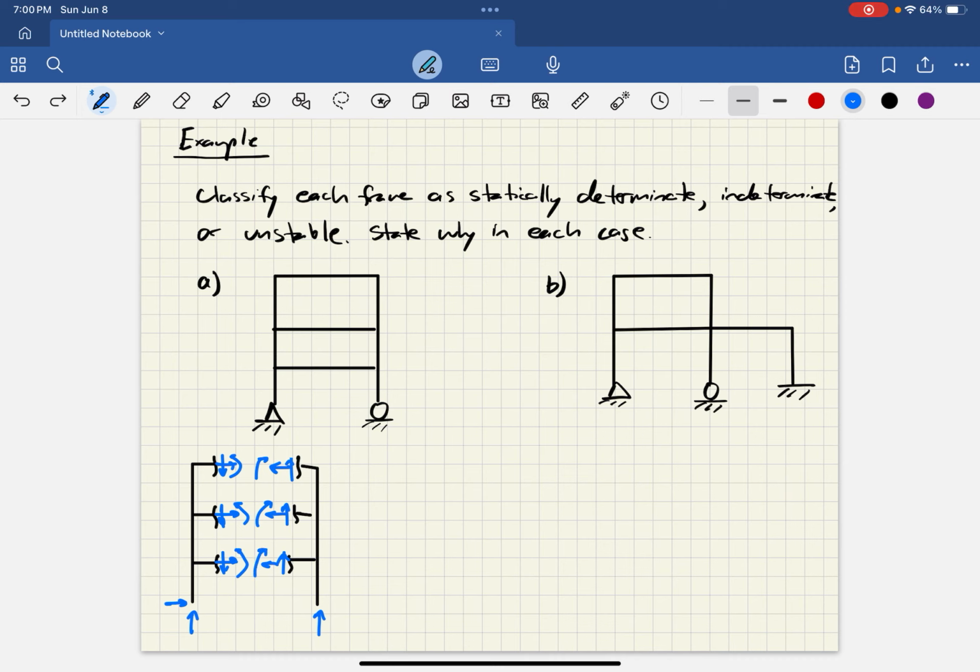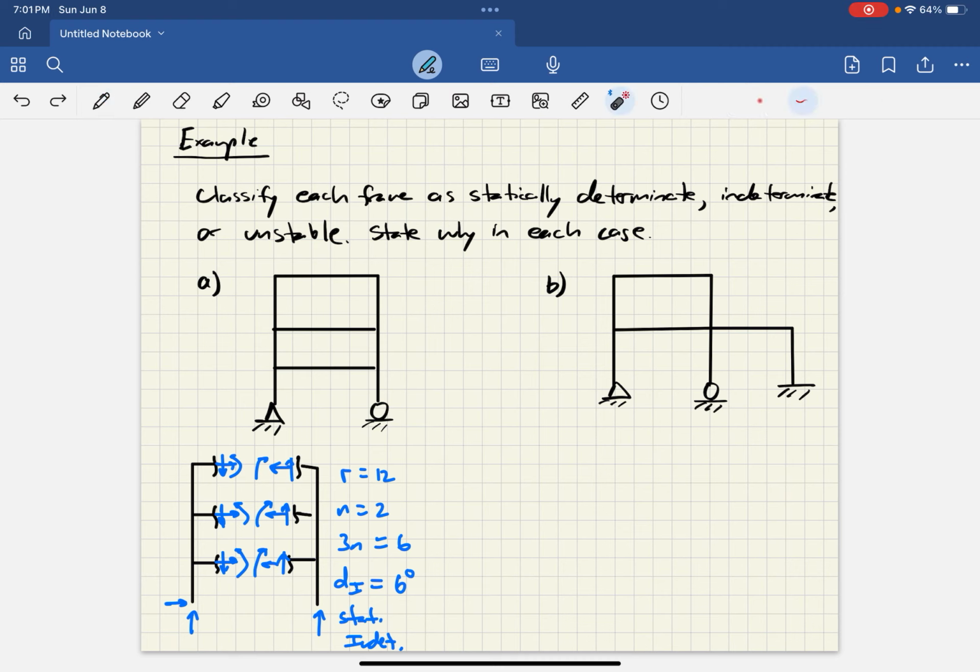And so when you count these up, what do we have? Well, again, you have 3, 6, 9, 10, 11, 12, okay? So here, R is going to equal 12, N is equal to 2, 3N is 6, and so this is statically indeterminate with a degree of indeterminacy of 6 degrees. So statically indeterminate, okay?